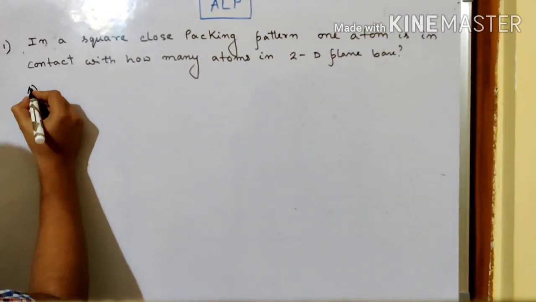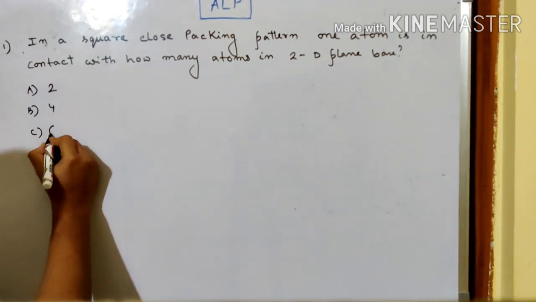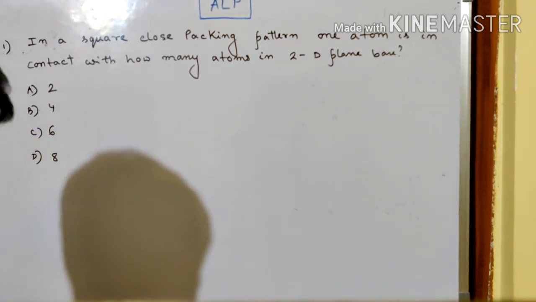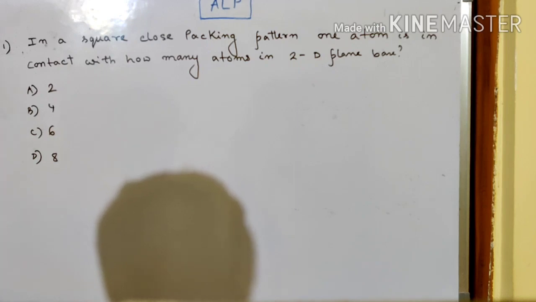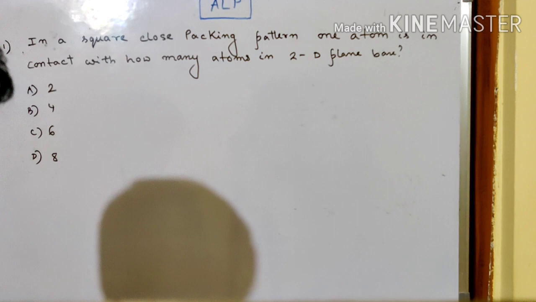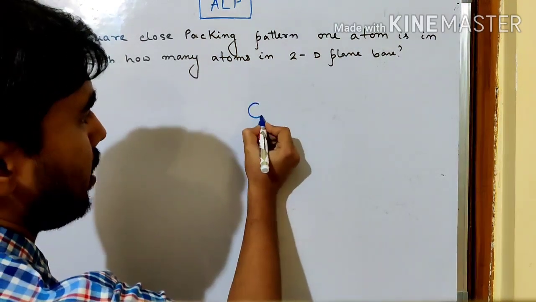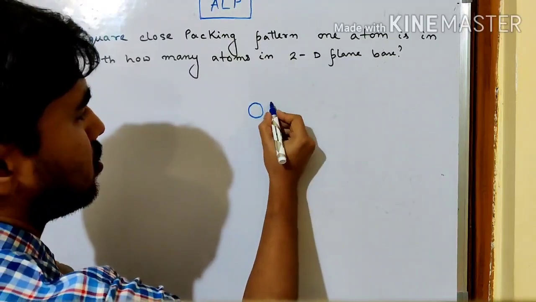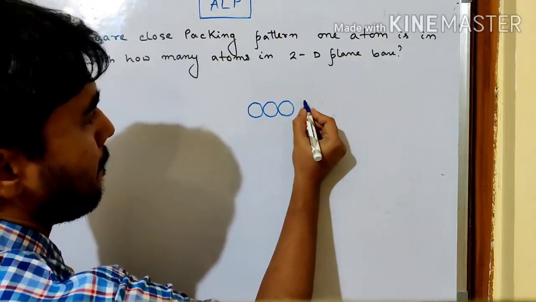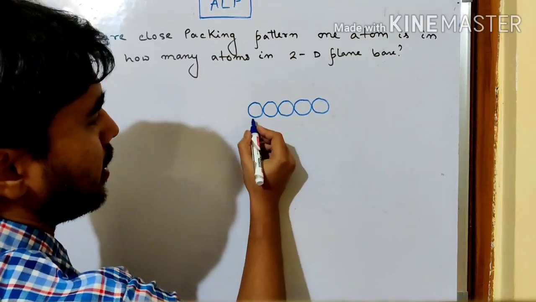Options are given as A) 2, option B is 4, option C is 6, and option D is 8. It's a very easy problem to start with, although it is advanced level and it is also based on the coordination number. So close packing we know, but it is 2D plane. So if it is 2D plane, we are supposed to draw it like this. Two-dimensional square close packing.